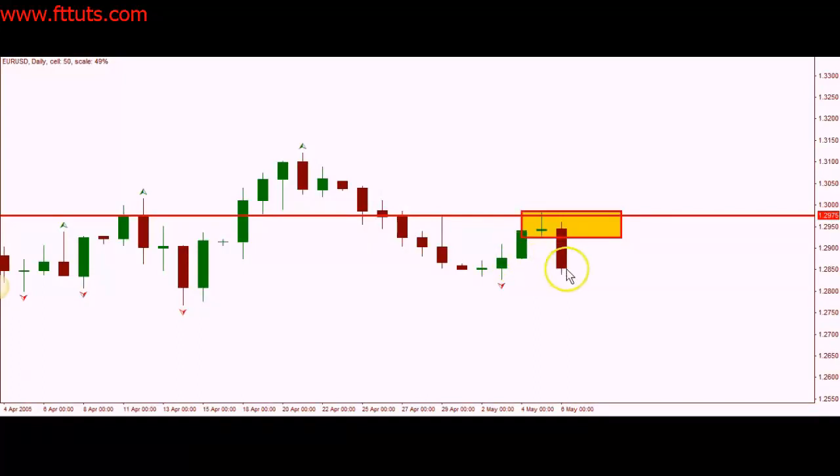We want to make sure we close below that level. But once we close below this level here, we're good to go, because that signifies that we have now decided there's no longer indecision. The bears have taken control and dropped this market to the downside. So where there was strength to the upside, we found indecision, and then we found strength back to the downside. So let's see where this thing goes.